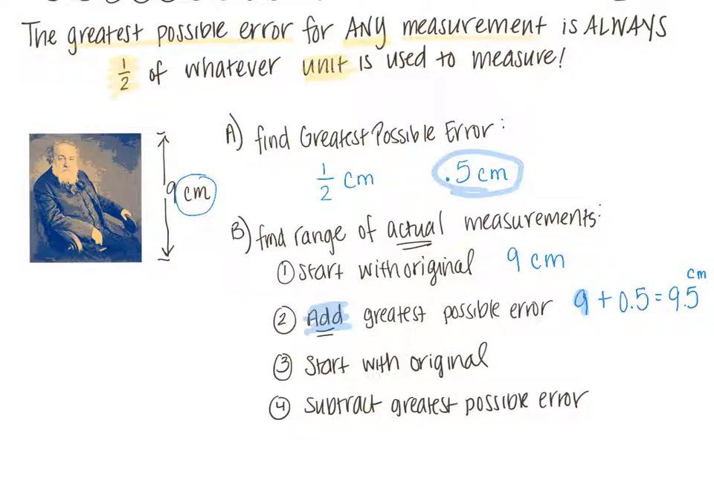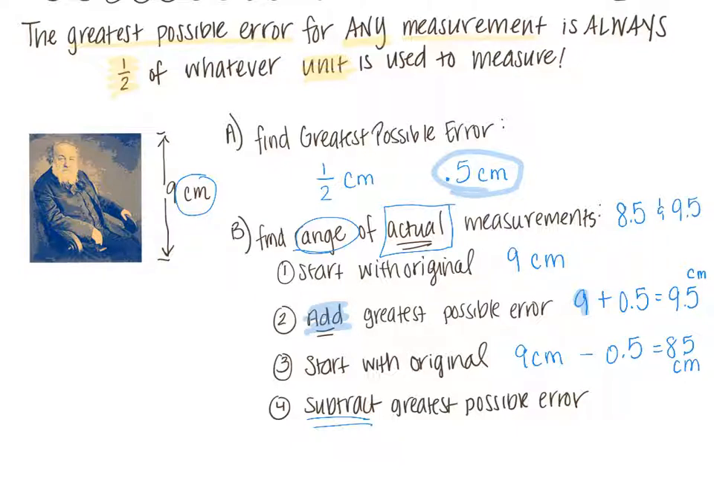All right, but then to find the range, I've got to add this, and I'm also going to have to subtract. So I'm going to go back to my original, which was my 9 centimeters. And this time, I'm going to subtract my 0.5, which is going to give me 8.5 centimeters. So if I want to find the range of actual physical measurements without human error, it would be between 8.5 and 9.5 centimeters. Telling me that I could be off by half a centimeter in either direction. It might be half a centimeter shorter or half a centimeter longer, depending on my human error.